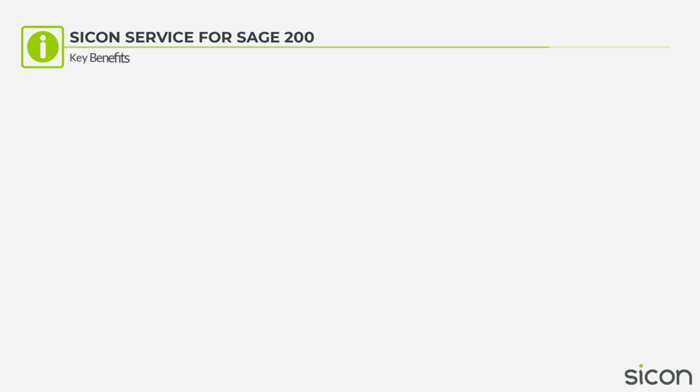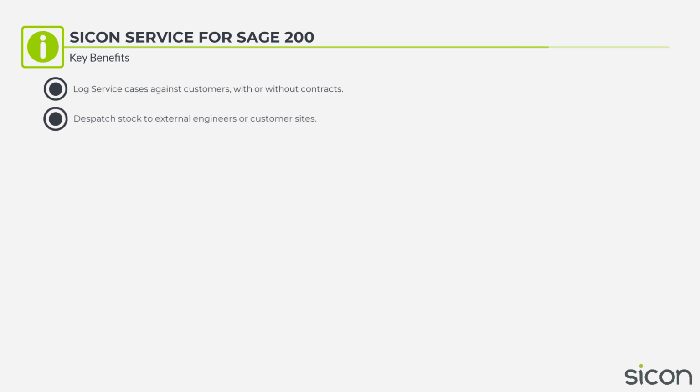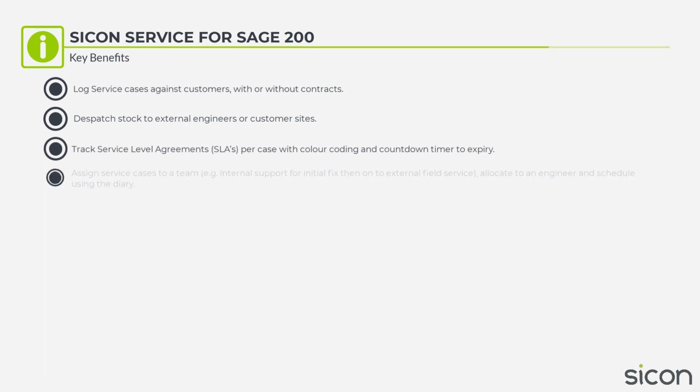Key benefits. Log service cases against customers with or without contracts. Dispatch stock to external engineers or customer sites. Track service level agreements per case with colour coding and countdown timer to expiry. Assign service cases to a team, for example, internal support for initial fix, then onto external field service.